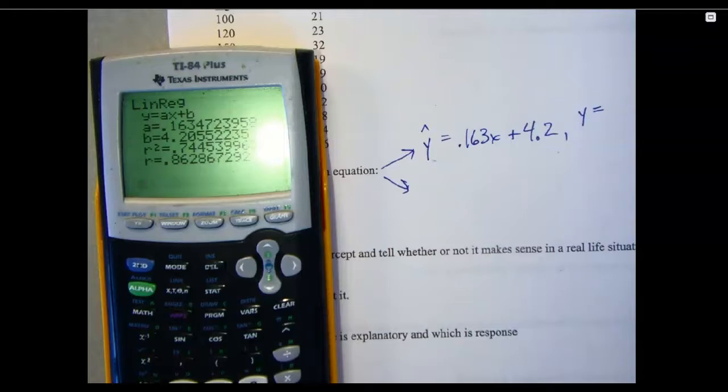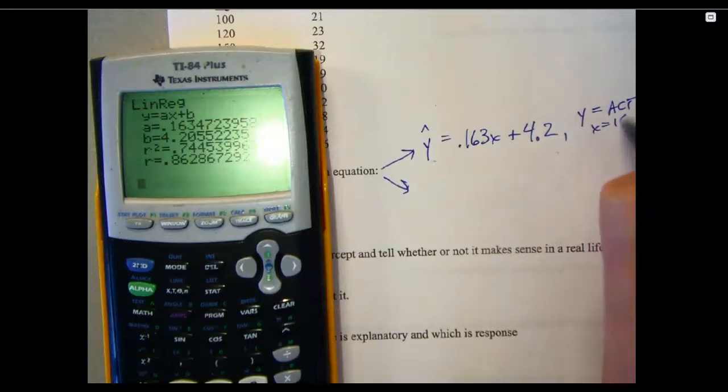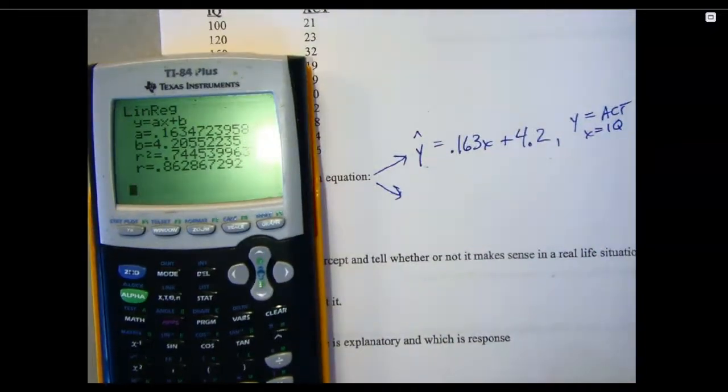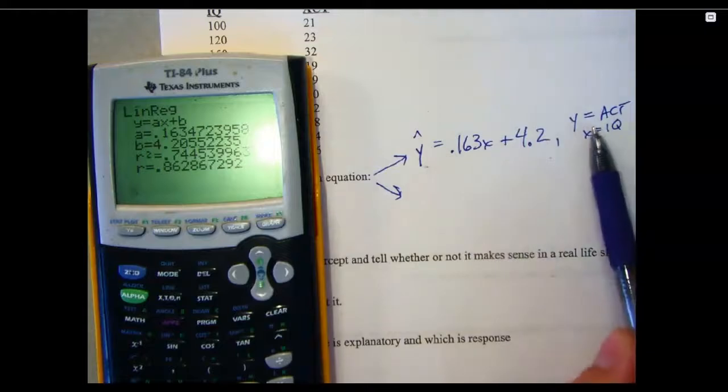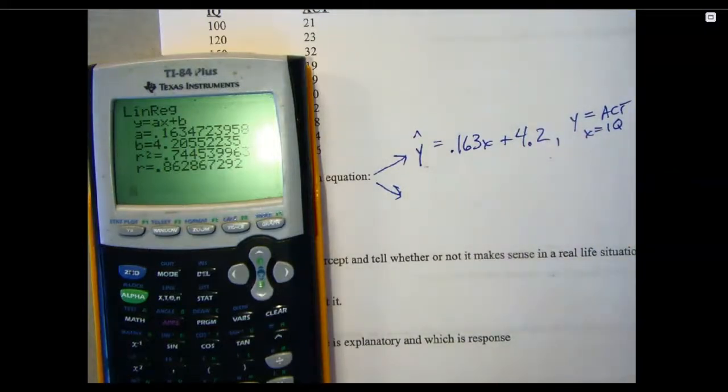So we're trying to predict the ACT scores. The thing you're trying to predict is your y. So then I can go, okay, y is ACT, x is IQ. And then you've given me the equation, and I can look off to the side and see what y and x are, and I know what the equation's about.